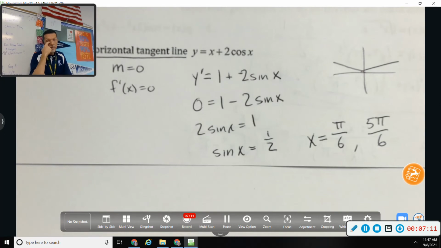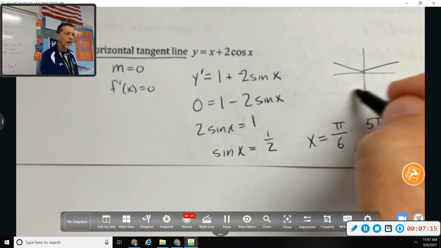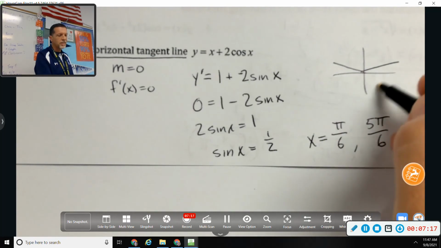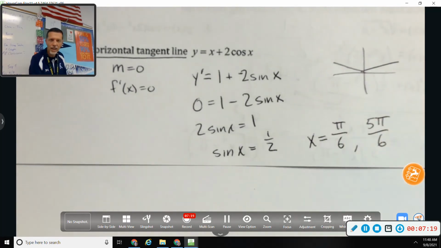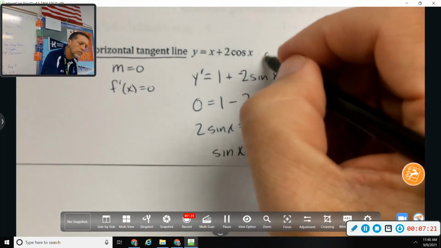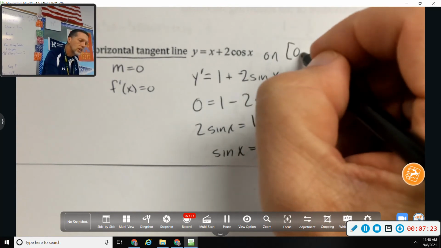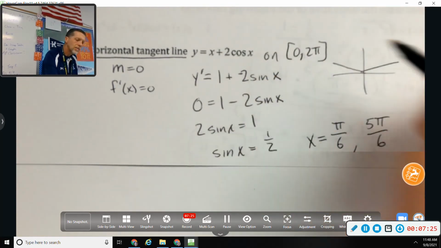That's not a great question because you could also do negative 7 pi over 6 and negative 11 pi over 6, and you could add 2 pi to any of those. So it probably should have said on 0 to 2 pi to restrict our answers.